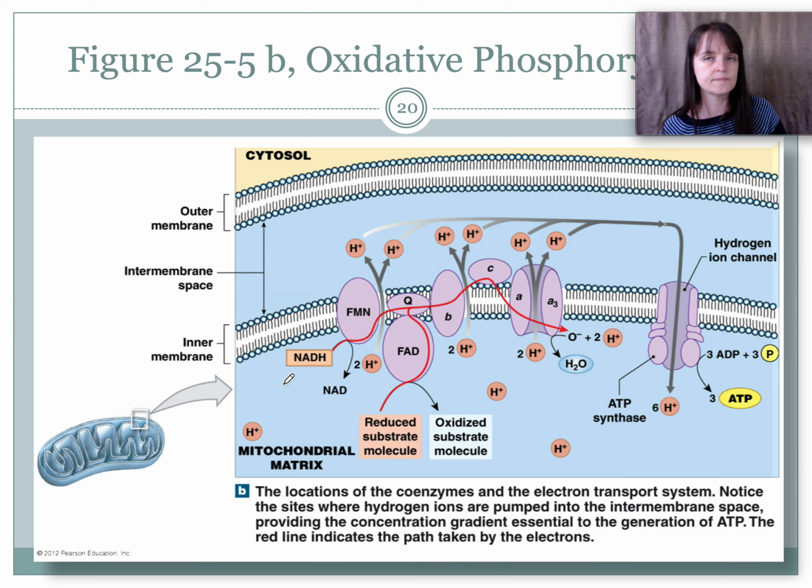All right, let's keep going in the note set. At the inner membrane of the mitochondria, using NADH or FADH2 and oxygen, the electron transfer system makes ATP and water.